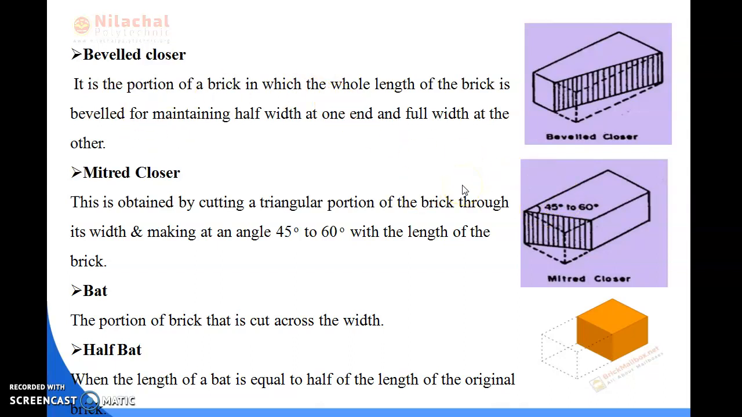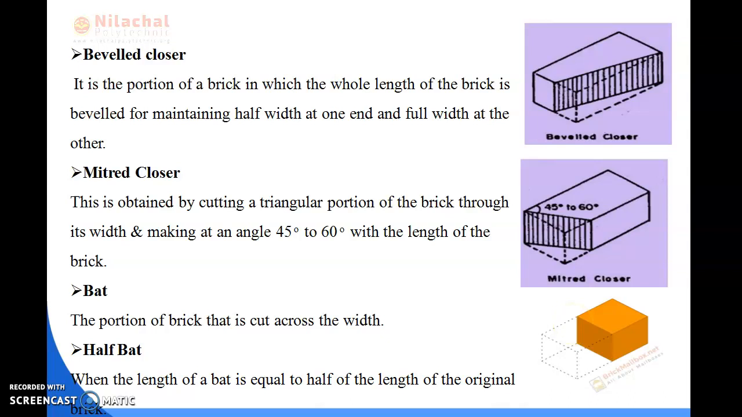Next we will be reading about batt. The portion of the brick that is cut across the width is known as batt. You can see here, this is known as batt. The portion of the brick that is cut across its width is known as batt.